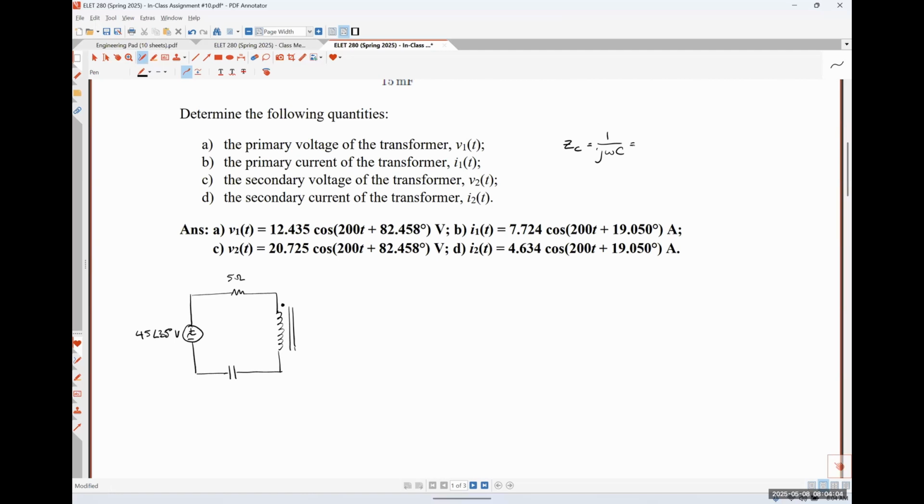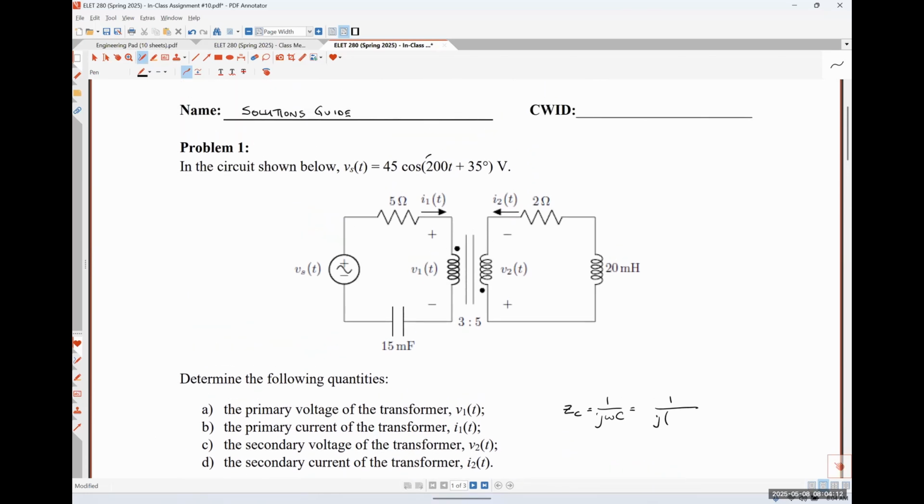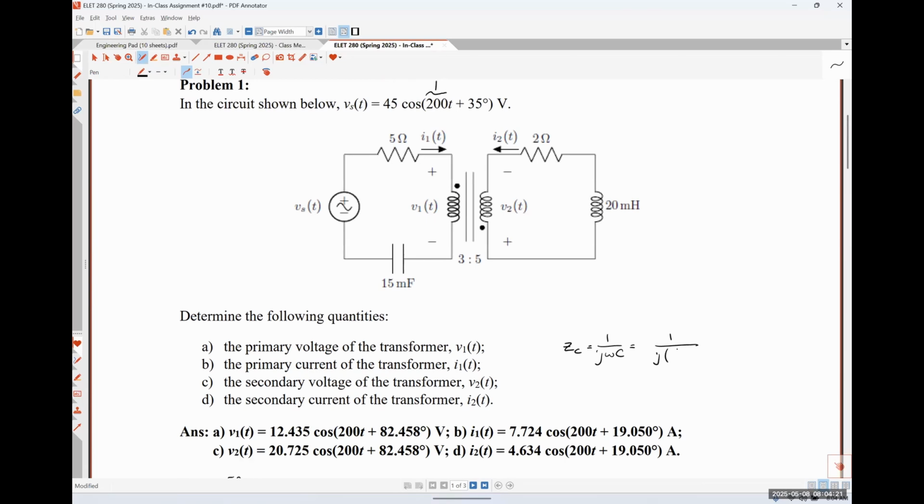So for us, that's going to look like 1 over J times omega, which omega is always just this guy that's being multiplied by time in our sinusoidal expression. So this is 200 radians per second. And our capacitance value is 15 times 10 to the minus 3. I believe I've proved this to you guys before, but the units of impedance are always going to be ohms, which is why I'm not bothering with actually writing down the units here, because 100% of the time they're going to work out to be ohms as long as we go down to base units.